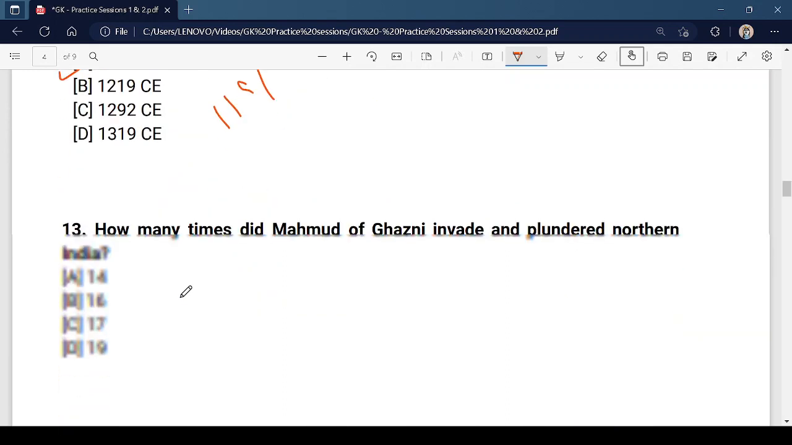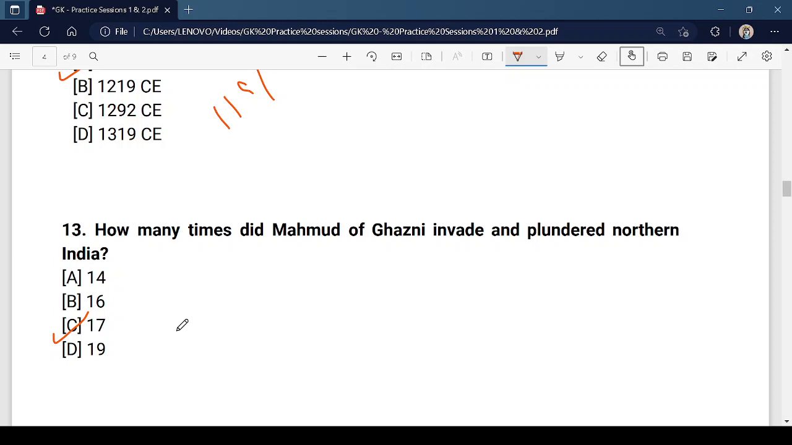Chalo. Next: how many times did Mahmud of Ghazni invade and plunder India, especially northern India? The answer is option C, that is 17. As you all know, this is a very famous and popular question. Mahmud of Ghazni attacked India 17 times over a span of 25 years.